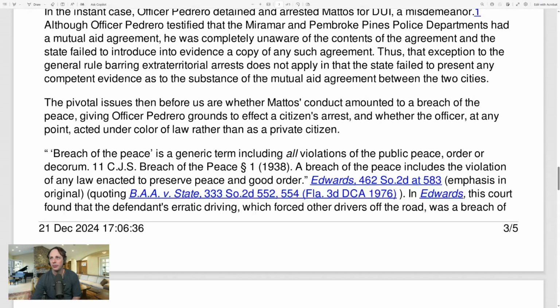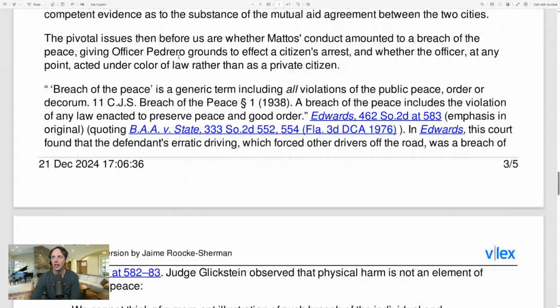So the pivotal issues then before us are whether Matos' conduct amounted to a breach of the peace, giving Officer Pedreo grounds to effect a citizen's arrest, and whether the officer at any point acted under color of law rather than as a private citizen. So this is where we're getting into the misdemeanor aspect. So it's the breach of the peace that enables a citizen's arrest for misdemeanor, right? So it's very narrow and limited. It's not just any misdemeanor. It's breach of the peace. So you have to follow that very carefully. And that's where it gets very tricky and very risky for people if they try to just effect a citizen's arrest and it's not a felony committed in their presence, and it's not a felony that has already been committed and they have the facts for it, and they know they have probable cause this person did it.